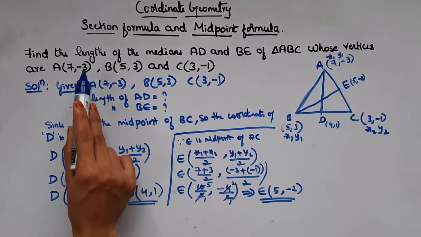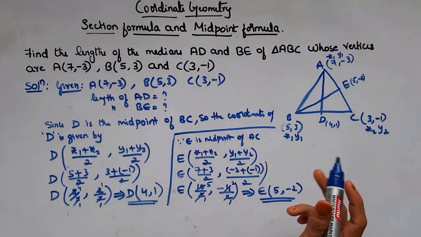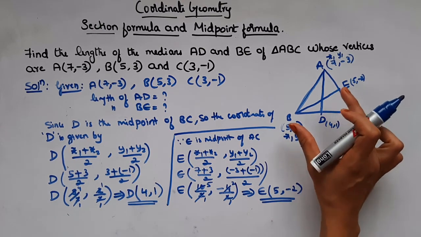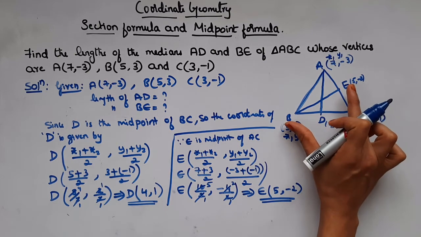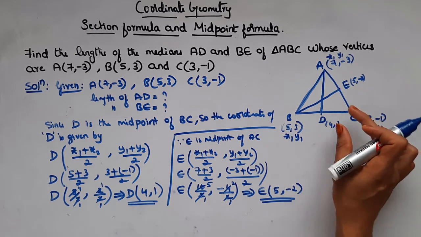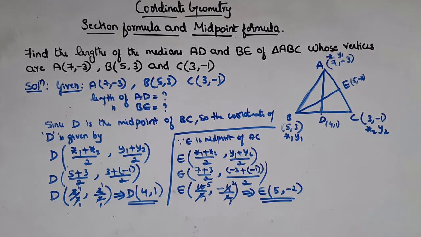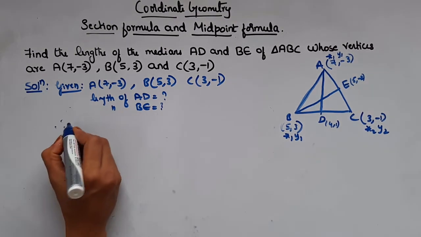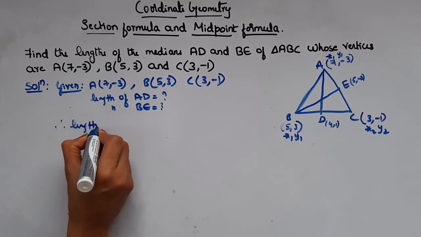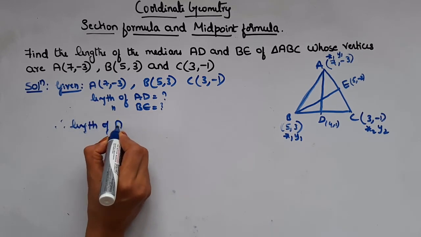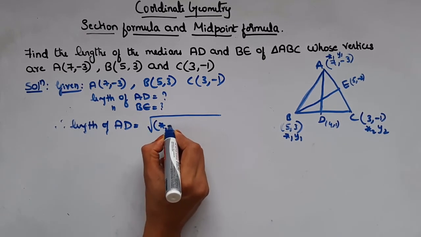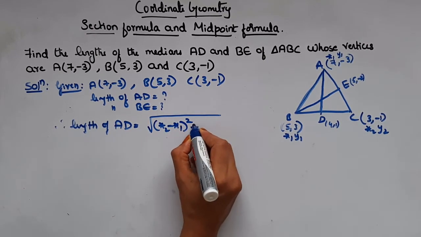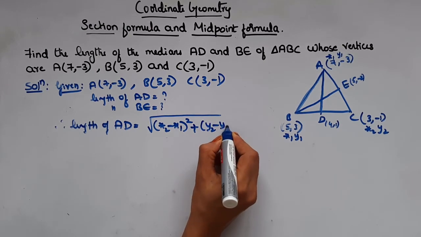But here they have asked us to find the lengths of these medians. Length is nothing but the distance between the points, for example B and E. So by using the distance formula, we will find the length of BE. Similarly, we will find the length of AD. Before that, pause the video and note this down. The length of AD is given by the distance formula, we know, the square root of (x2 minus x1) the whole square plus (y2 minus y1) the whole square.